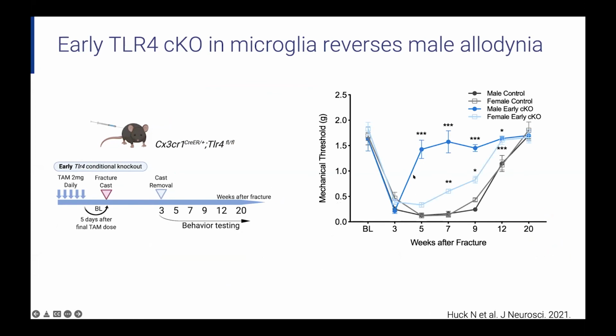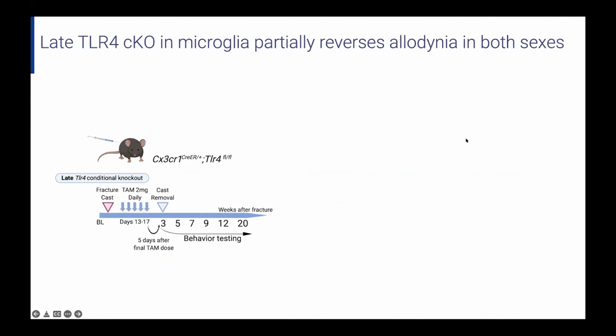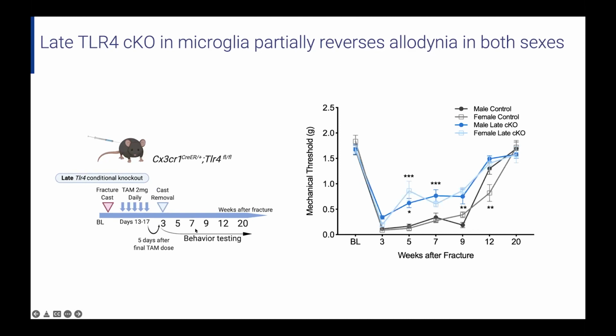And interestingly, in the mice that had the early TLR4 knockout, the males had a complete reversal of trajectory in their mechanical responses and their allodynia. And while the females had a significant response or improvement, it was not as striking as in the males. When we did this at that later time point, so that the TLR4 knockout was coming online at 3 weeks at that acute to chronic transition, we saw that in both males and females, there was a reversal, but again, not nearly as impressive as what we saw with the early knockout.